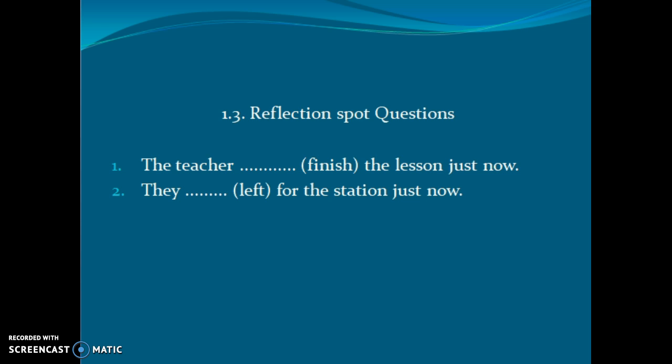Take 1 minute of pause here. Answer these reflection spot questions based on the verb and sentence structure.